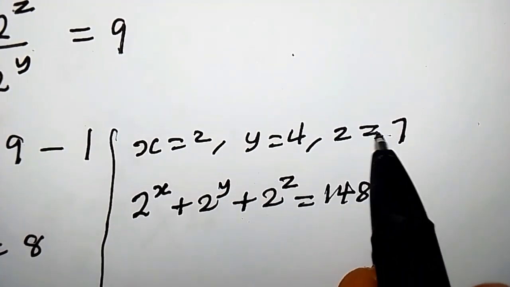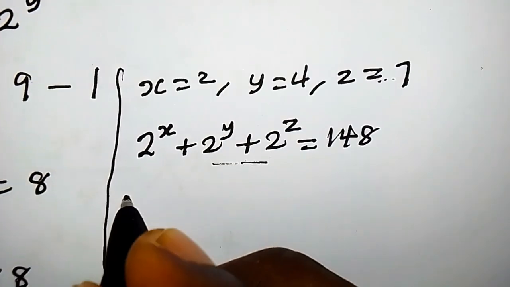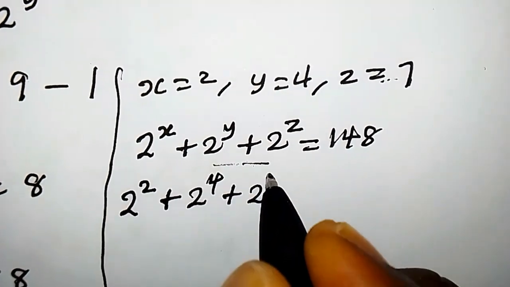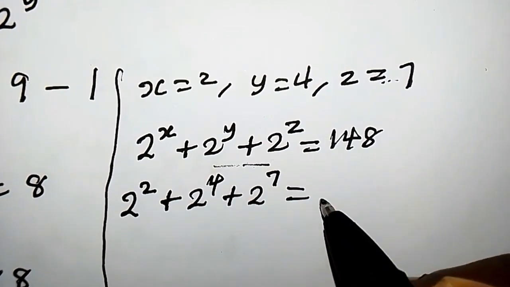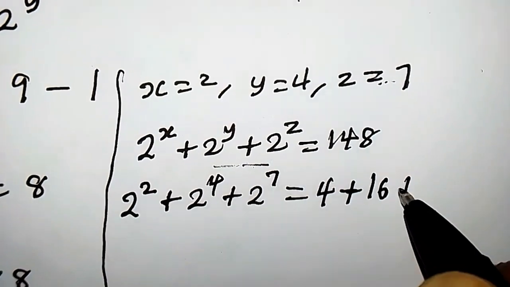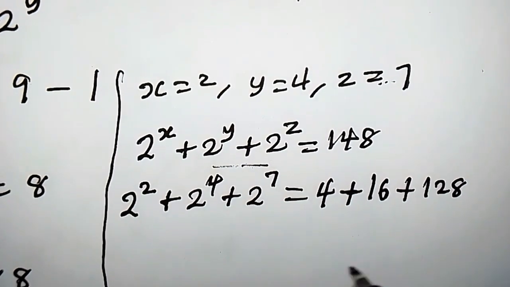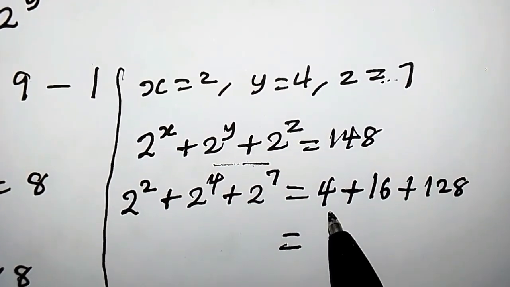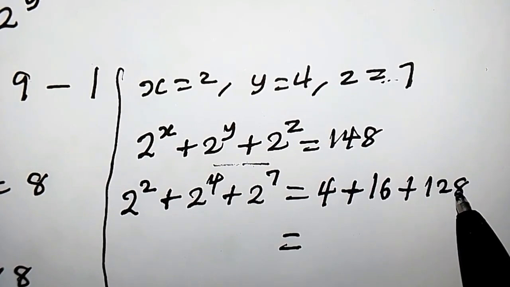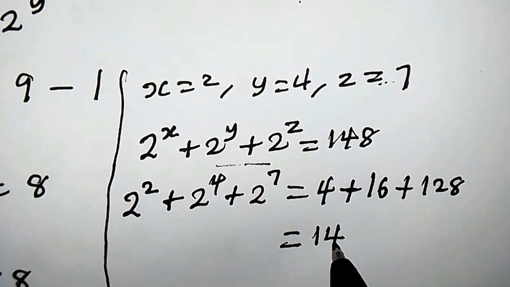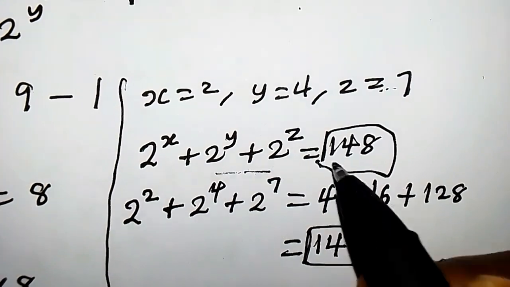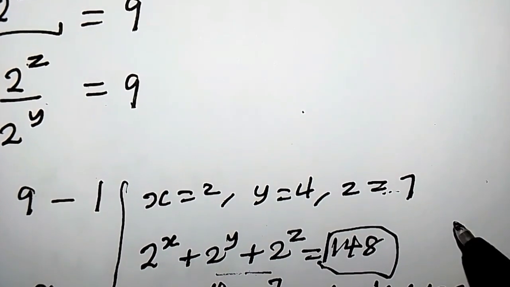So now let's plug in the values of x, y, z into this left hand side. We're going to have 2 to the power of 2 plus 2 to the power of 4 plus 2 to the power of 7 equals 2 squared, which is simply 4, plus 2 to the power of 4, which is 16, plus 128. So let's add this left hand side. 4 plus 16 is 20. 20 plus 128 is simply 148, which is equal to the right hand side. So our values of x, y, and z are indeed correct.